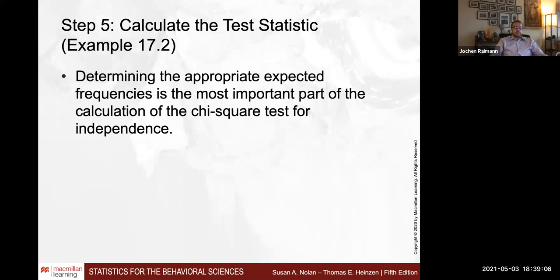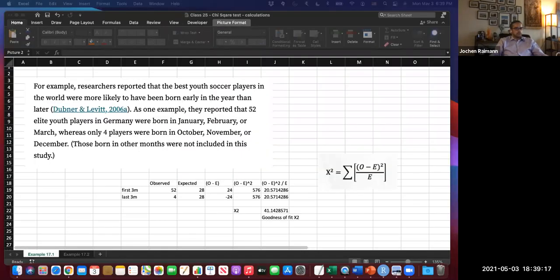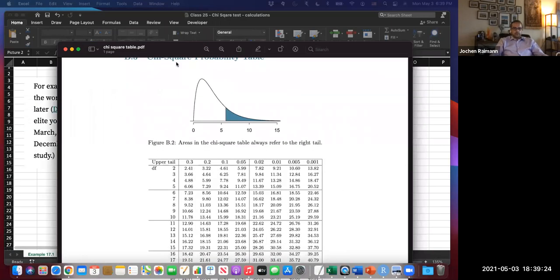Okay, the expected frequency is the most important part for the calculation. Yes, so we know that the threshold now is 5.991, and I'm going to show you in a second why. So must I find this again? Yeah. Okay, so we have degrees of freedom for chi-squared of 2, right?